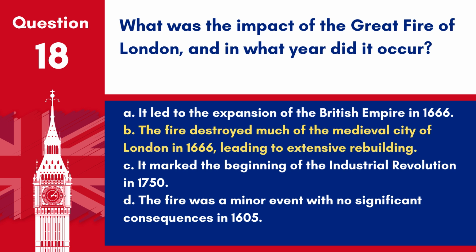Answer B. The fire destroyed much of the medieval city of London in 1666, leading to extensive rebuilding. The Great Fire of London was a catastrophic event that devastated the city, but also led to major urban development and the implementation of new building codes.